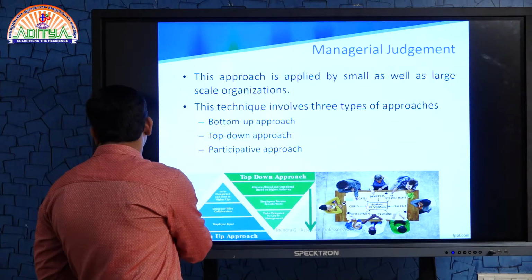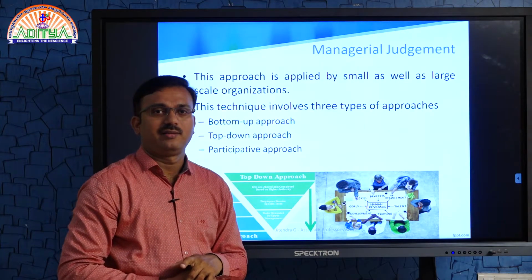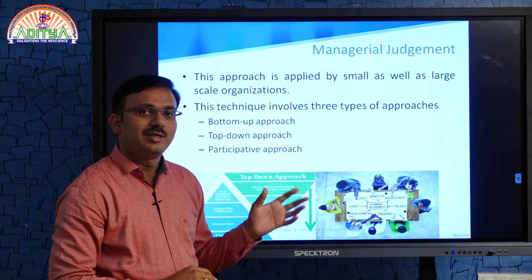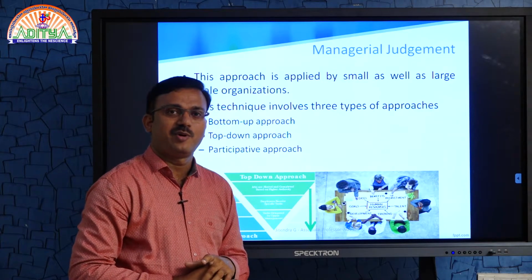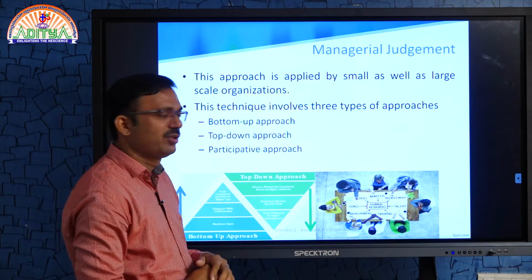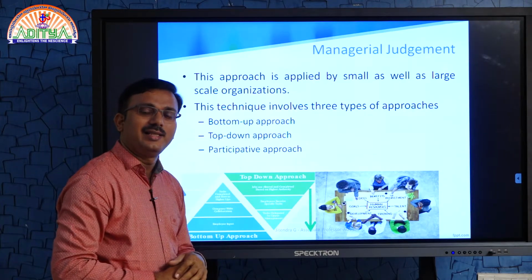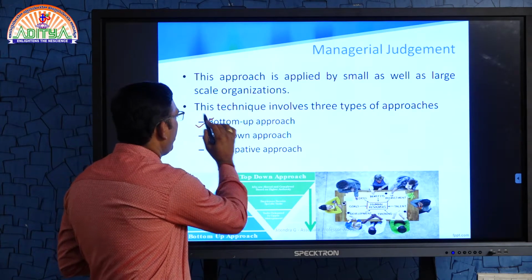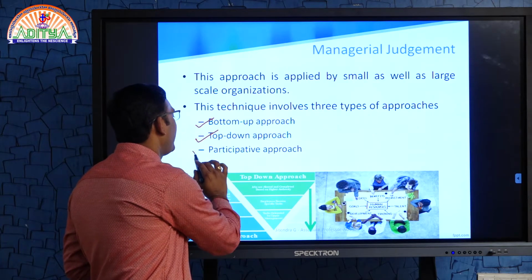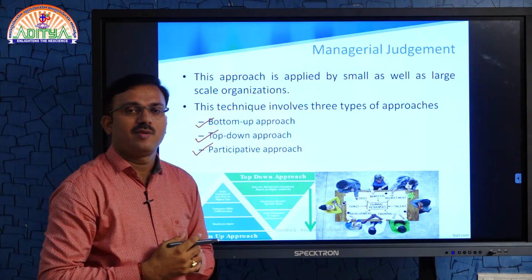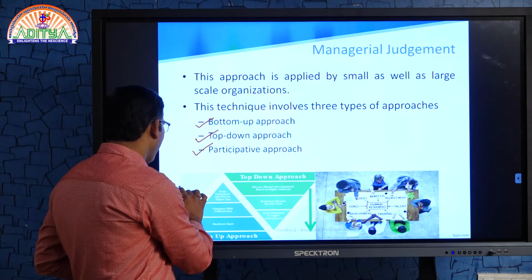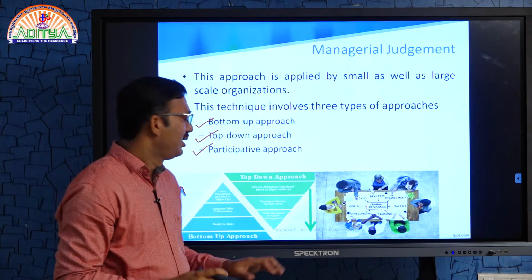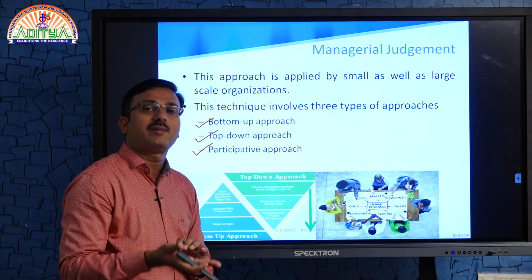What is the managerial judgment method? Managerial judgment method is a simple approach and it is used in both small as well as large organizations, depending upon the requirement. This approach is applied to both small and large, and the techniques involved in this are categorized into three different approaches: bottom up approach, top down approach, participative approach. Bottom up approach in the sense here the lower level people give some requirement to the top level people, so that they will take the decision. That is why it is called a bottom up approach.